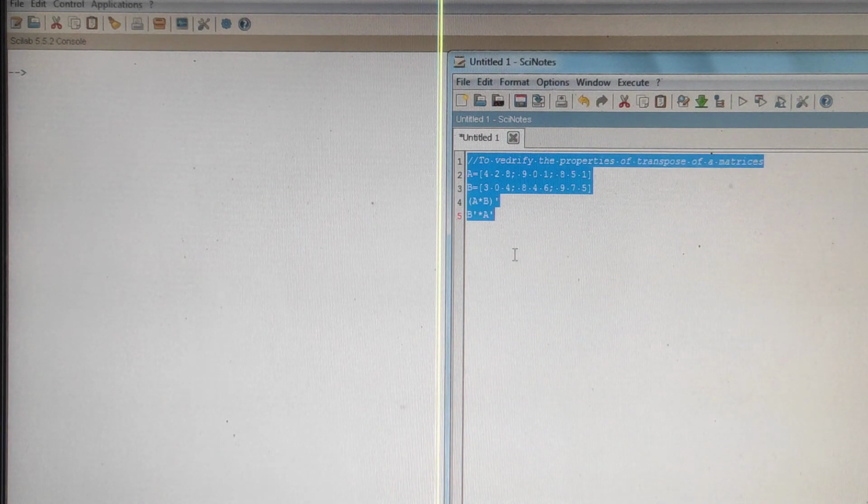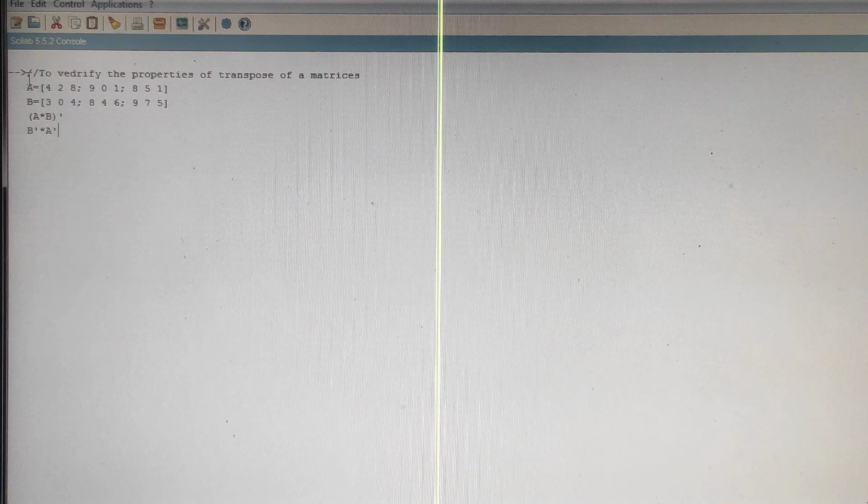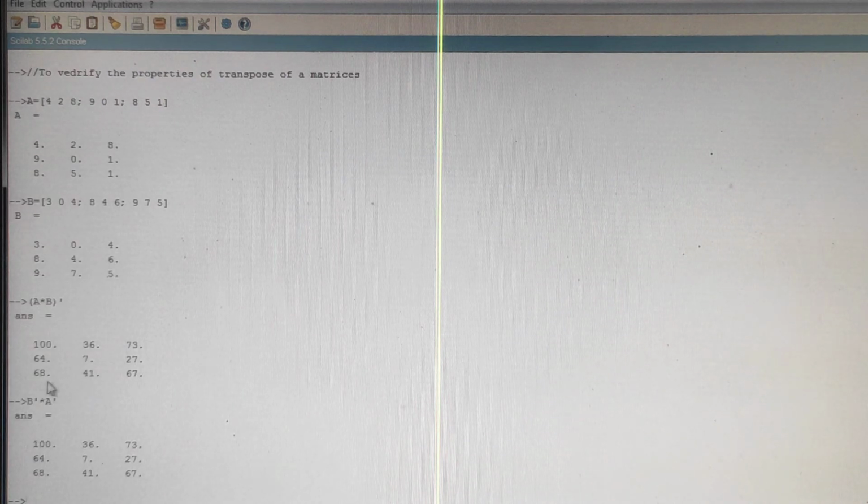Let us see here whether, see here, 100, 36, 73, 100, 36, 73, 64, 7, 27, 64, 7, 27, and 68, 41, 67, 68, 41, 67. Both are equal. That means the reversal law is verified.